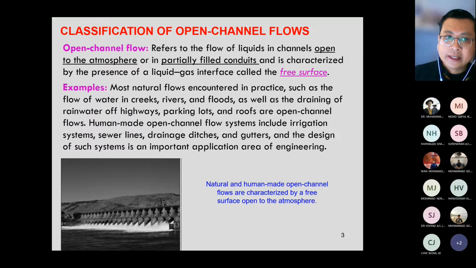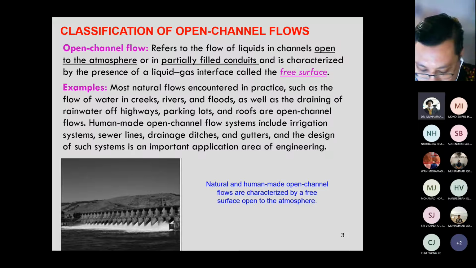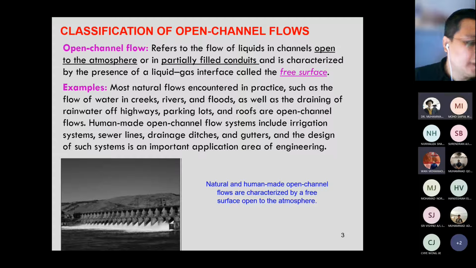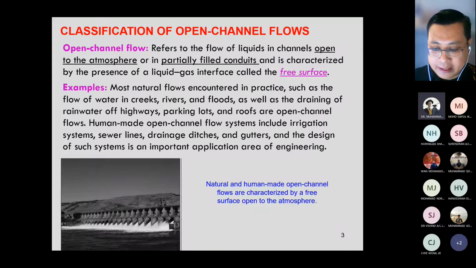So any idea what open channel flow means? Any idea? Apa benda tu? Ada idea untuk jawab apa tu open channel? Apa dia? Fluid dalam yang tidak tertutup. Correct. So actually it is open, influenced by atmospheric pressure. It means the mass is in contact with the outer space.